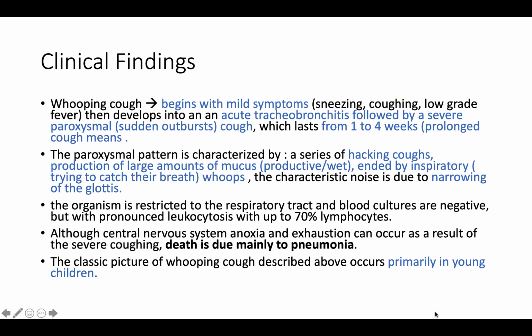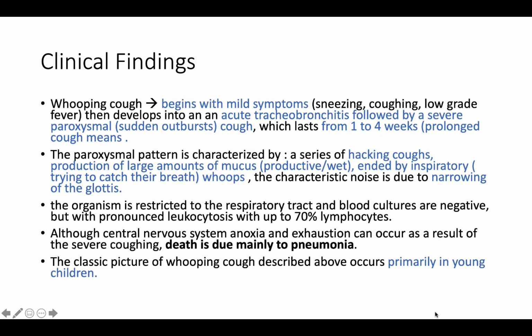Clinical findings: what do we have? Whooping cough begins with very mild symptoms: sneezing, coughing, low-grade fever. Then it develops into an acute tracheal bronchitis, followed by a severe paroxysmal, meaning sudden outburst, cough. It has no clear-cut trigger; it doesn't matter whether you move, get cold, stand, or look. It just comes at any time and then starts a very long session of cough.